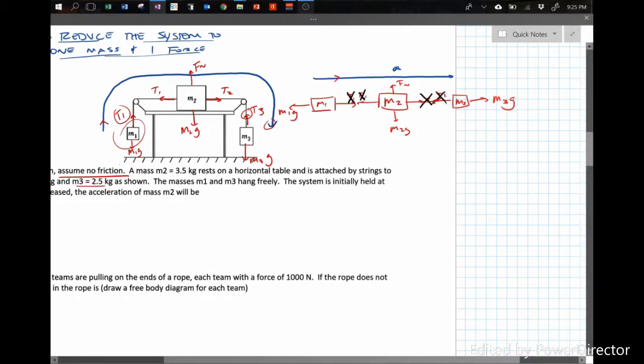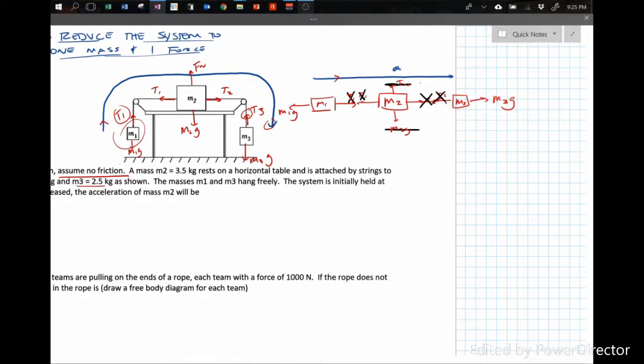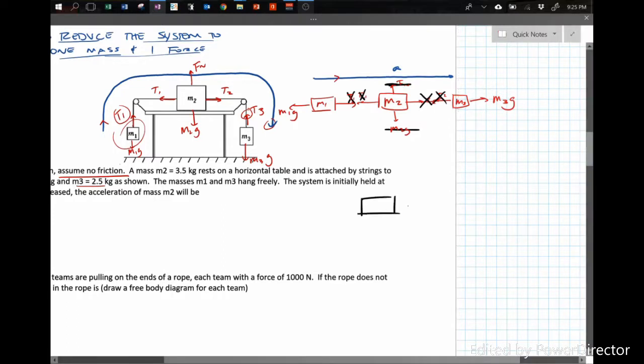Same thing with tension 2. That's inside of my system. That's in between mass 2 and mass 3. And then looking at mass 2, its weight and the normal force acting on it are balanced forces. They cancel each other out, so they're gone. So now we're left with just two forces acting on our system. We're going to combine that into everything.